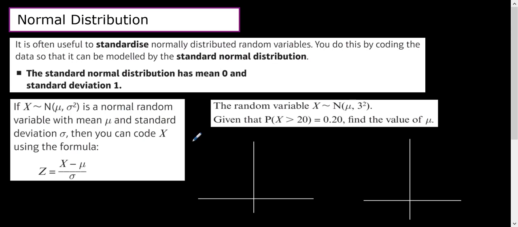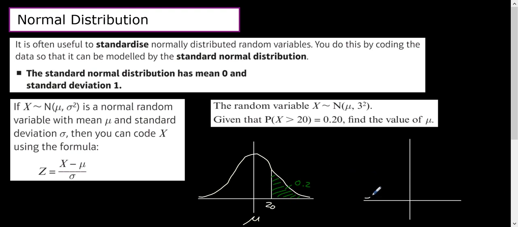How do we use it? So we've got this question over on the right here. The random variable x is distributed normally with a mean of mu and a standard deviation of 3. So I'm just going to quickly sketch that in. Mu, we don't know. What we do know is that the probability of x being greater than 20 is 0.2. So I can add that into my diagram. So there we go. I know that to the right of 20, when I shade the area like this, that's 0.2.